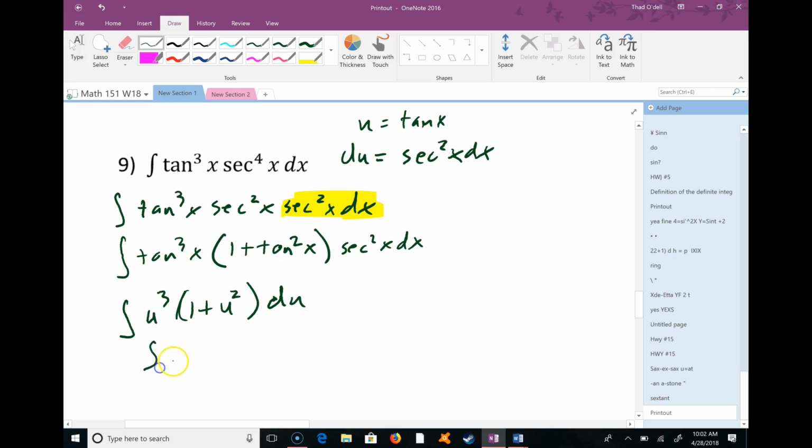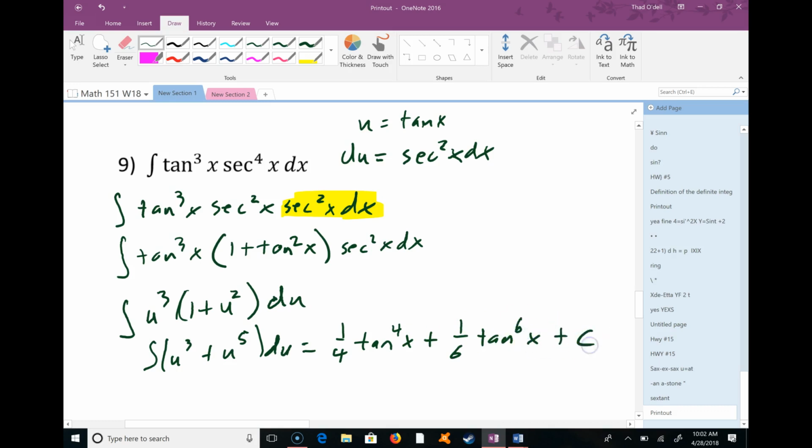So this would be the integral of u to the 3rd plus u to the 5th du. And that, of course, is equal to 1/4 u to the 4th plus 1/6 u to the 6th. And u is tangent, remember, so I'm just going to sub that back in. Tangent to the 4th x plus 1/6 tangent to the 6th x plus c.